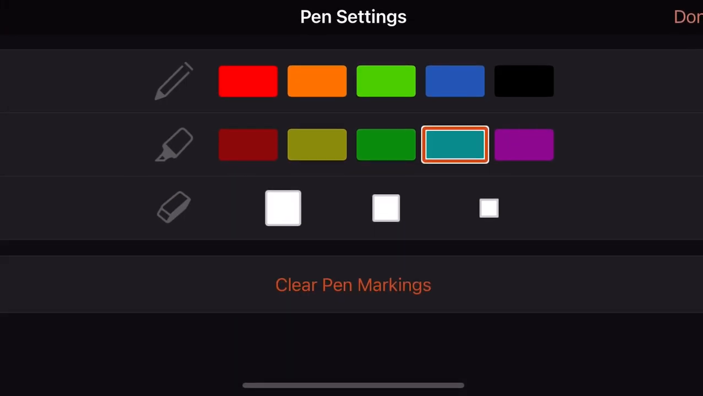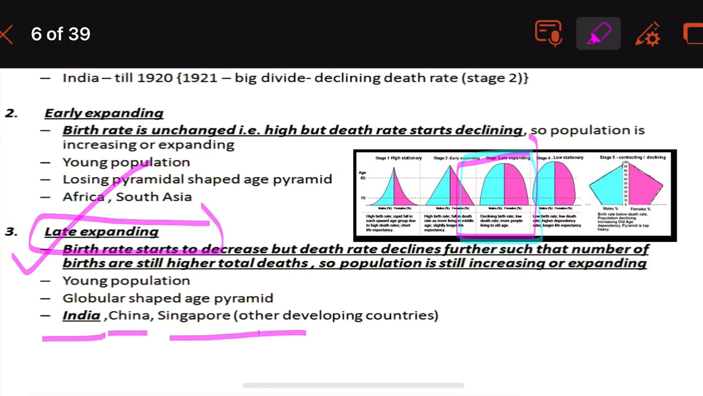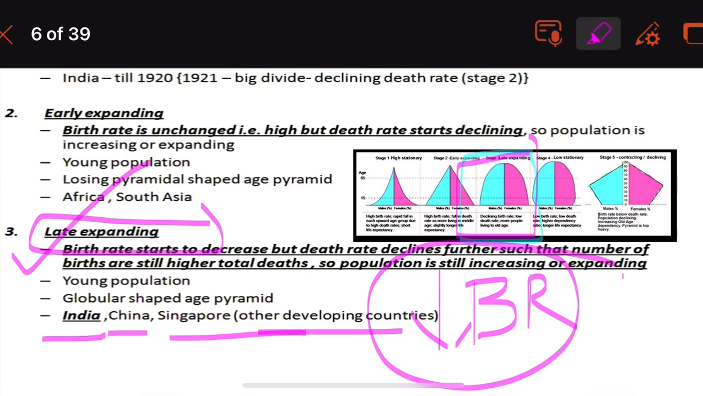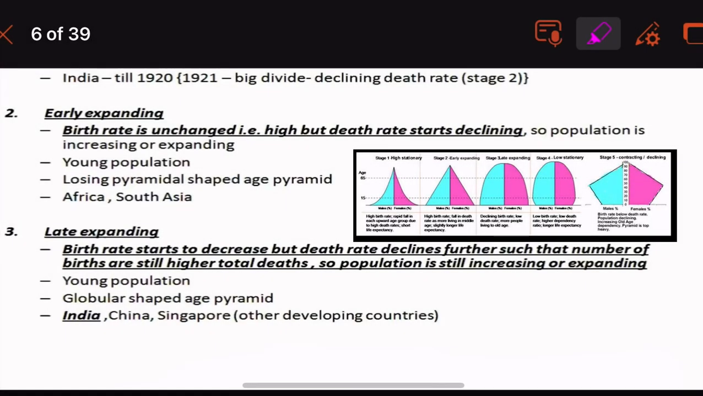So you can see the globular shaped pyramid here in the late expanding phase. This type of transition phase is observed in India, China, Singapore and other developing countries. So in India, the birth rate is declining, but not to such an extent as to be comparable to the death rate. Death rate is also declining, but the birth rate has declined just a little. So as a result, the total increase in population is still observed.